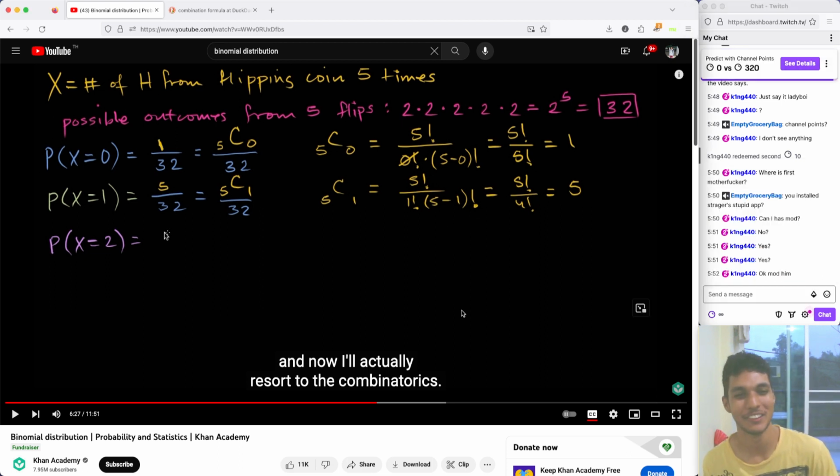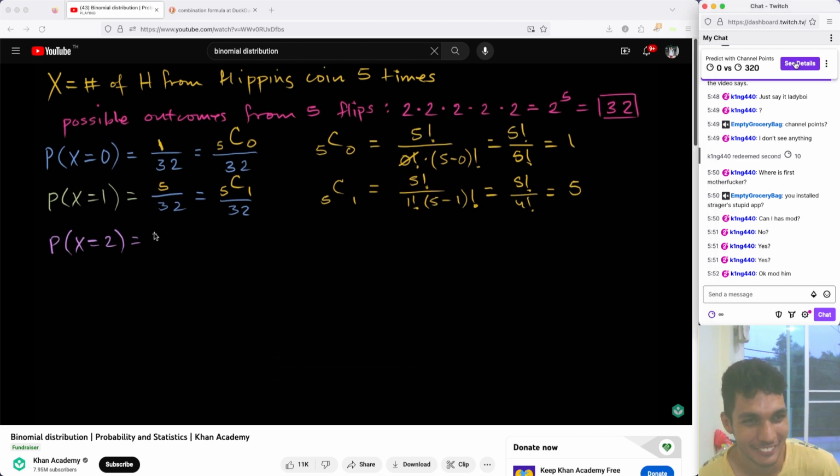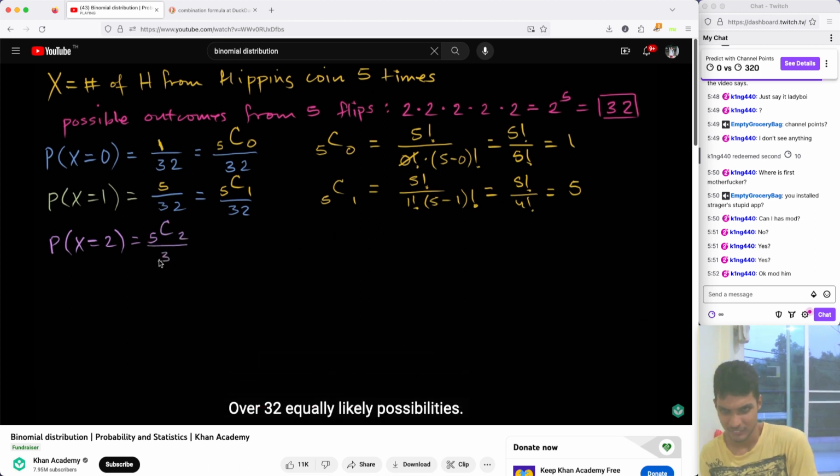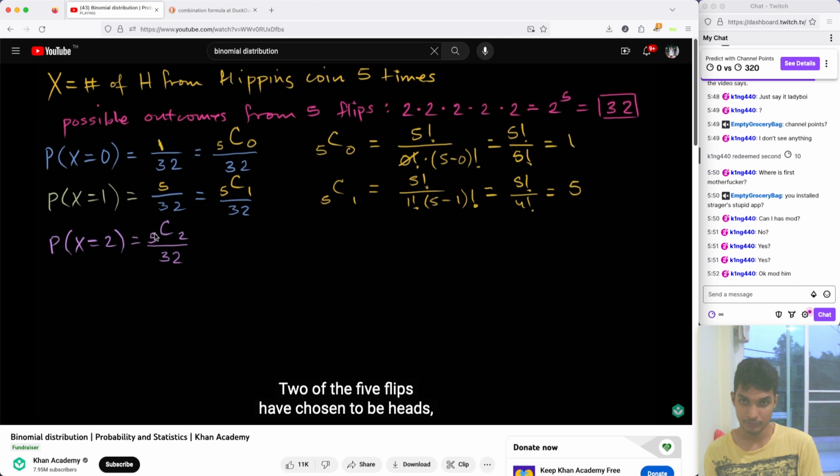Striker created, but he didn't answer it. So you have 5 flips, and you're choosing 2 of them to be heads over 32 equally likely possibilities. So this is the number of possibilities that result in two heads. 2 of the 5 flips have been chosen to be heads. I guess you could think of it that way, by the random gods, or whatever you want to say. And so this is the fraction of the 32 equally likely possibilities, so there's a probability that x equals 2.